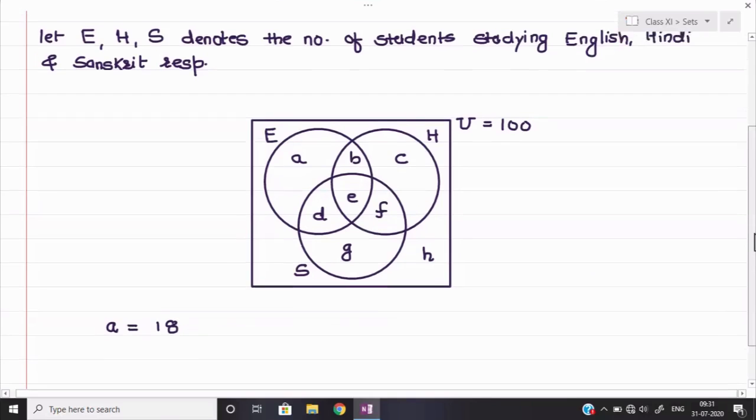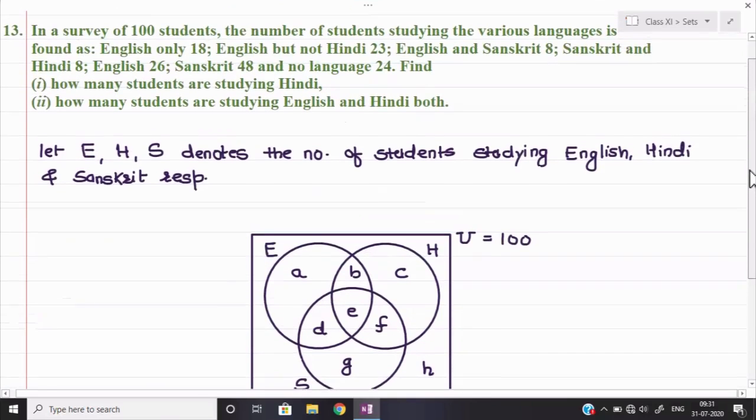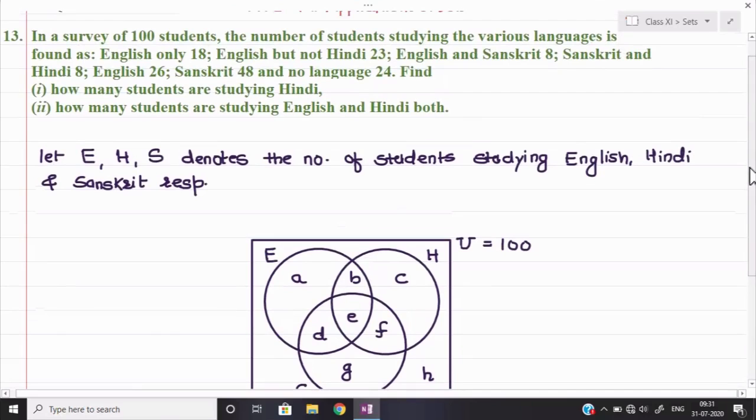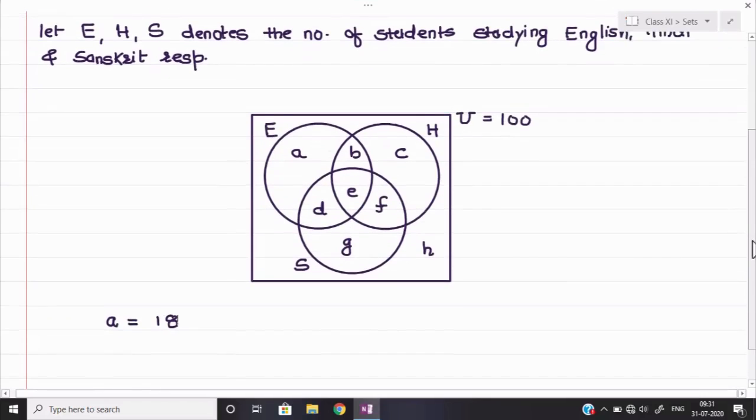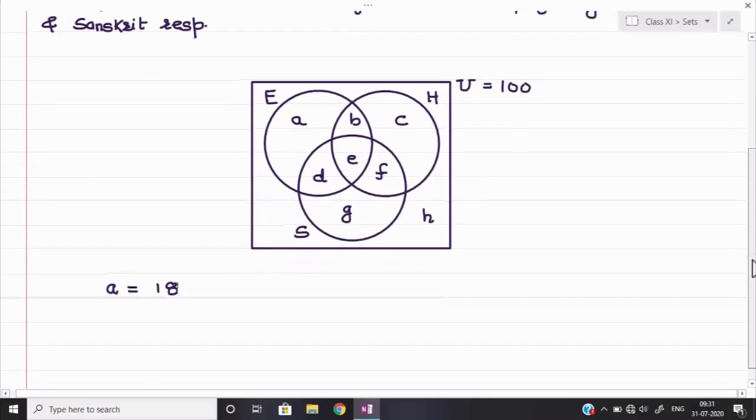Now the second information, what they are saying: English but not Hindi, means they are studying English, and along with English they may be studying any other subject, but they are not studying Hindi. So see, English studying, how many symbols are there? A, B, E and D. 4 are there, right? We have 4 letters who are studying English.